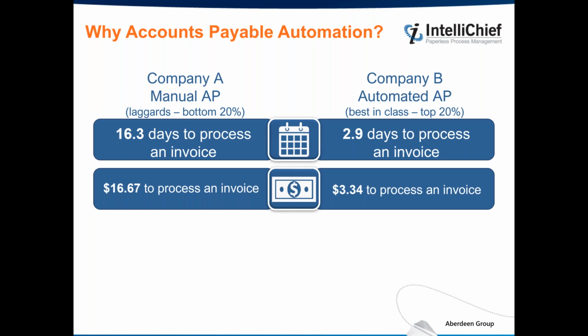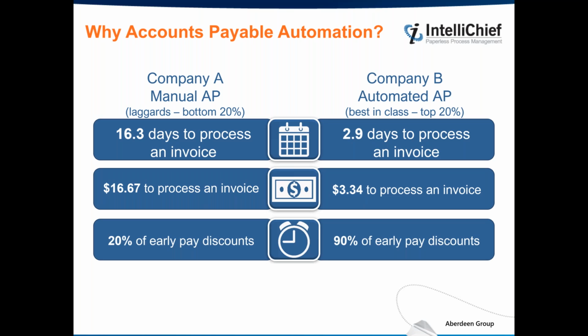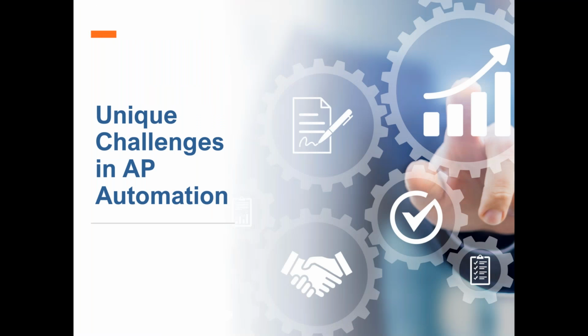And then ultimately that leads to cost, right? $16 to process an invoice versus $334. And then the ability to take early pay discounts when you want to, if you will, because you could take 100% if you have the ability to process an invoice in the timeline you want. And so the best in class is taking 90% of their early pay discounts without having to look on a spreadsheet to figure out who we're going to pay and not pay.